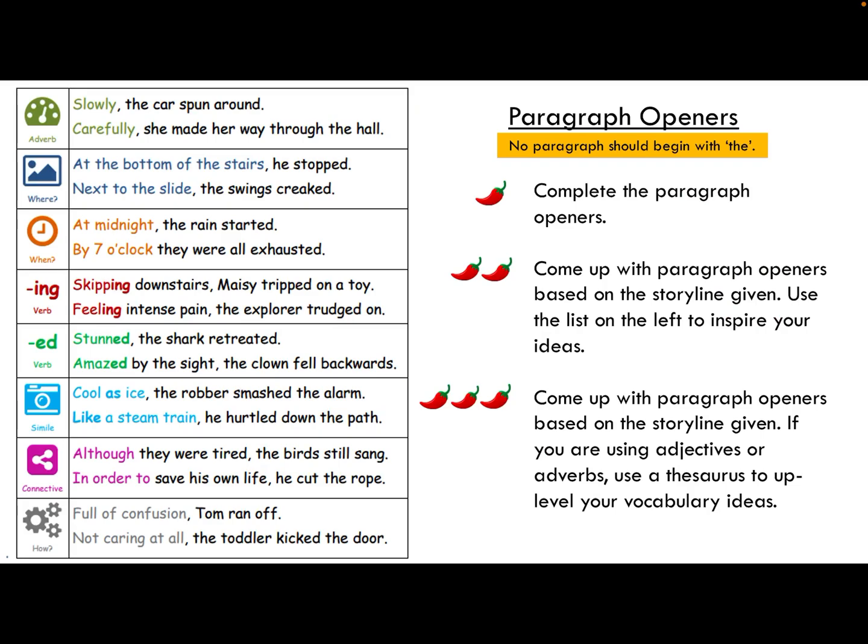And finally, number 3: come up with paragraph openers based on the storyline, using adjectives, adverbs, and a thesaurus. Top level. It's very similar to the two chili, but I'm looking for some in-depth quality and a really good, well thought out selection of words and vocabulary. Most of you are giving me work that I can tell you've really gone into, and some of your vocabulary is amazing. So well done with that.